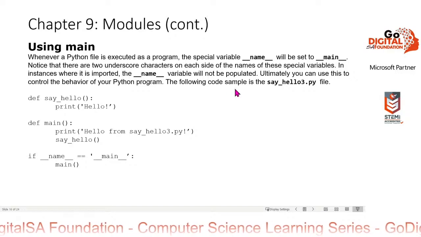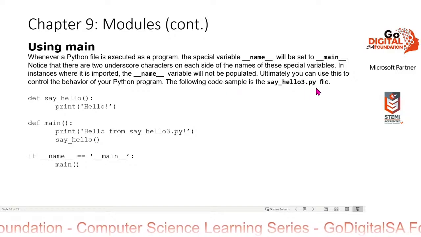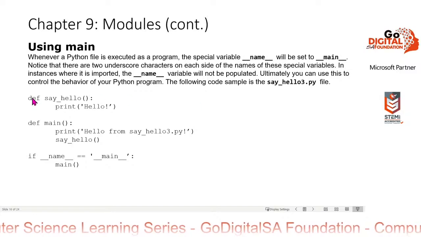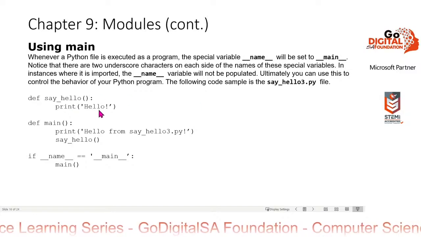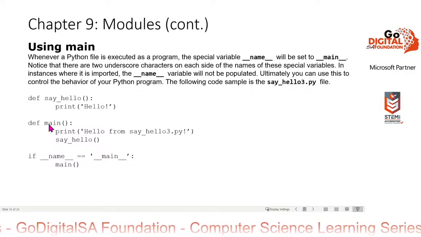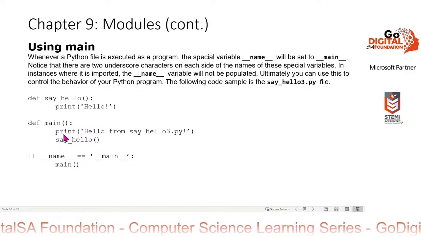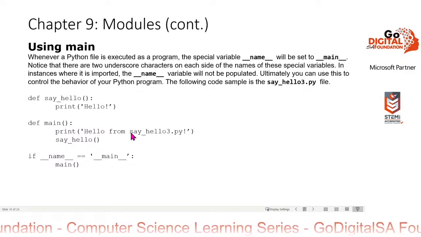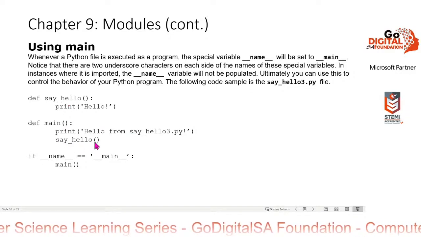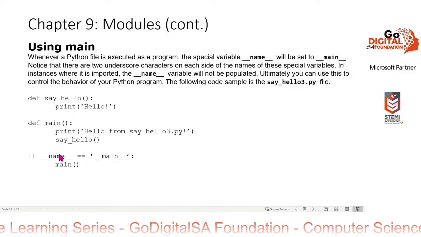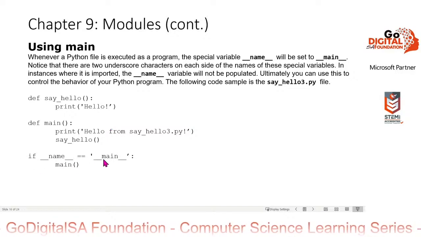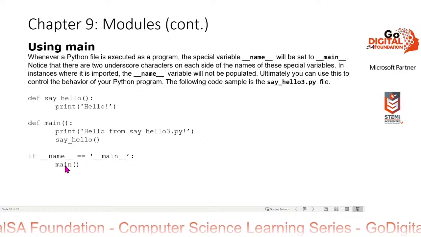The following code example is the sayhello3.py file. So in this module, we define a function sayhello, which prints hello. We define a method main, which prints hello from sayhello, and then it uses this method to say hello. And then we end with if __name__ equals __main__, then we run main.